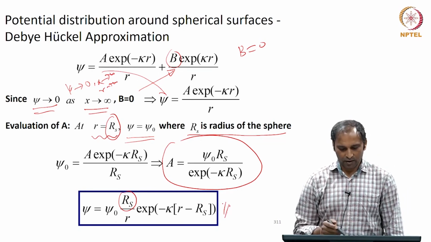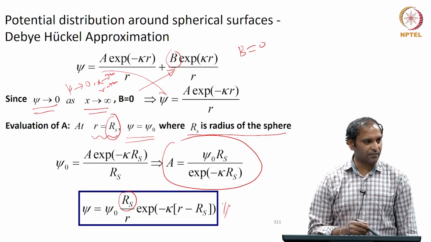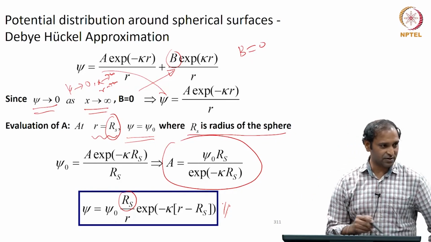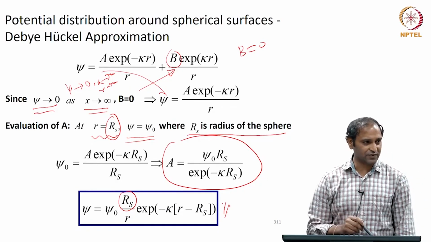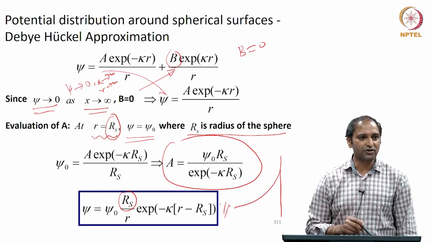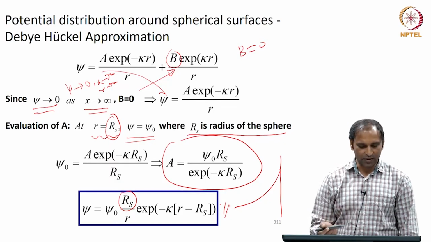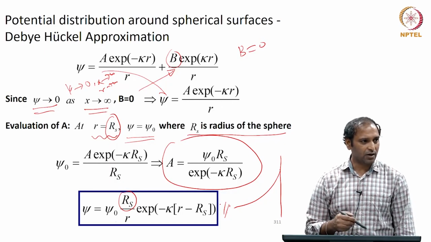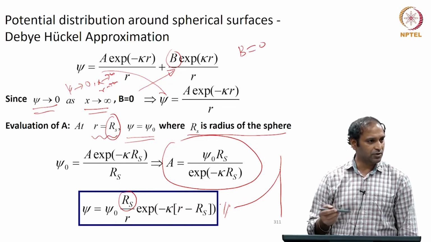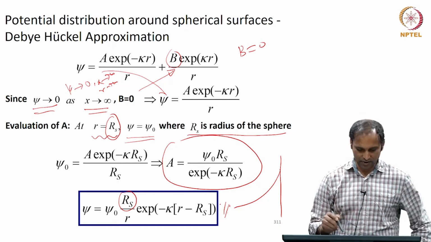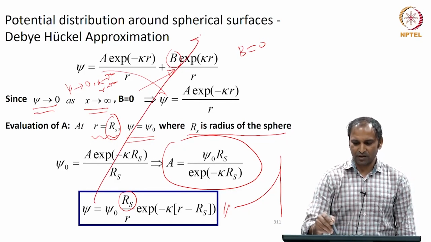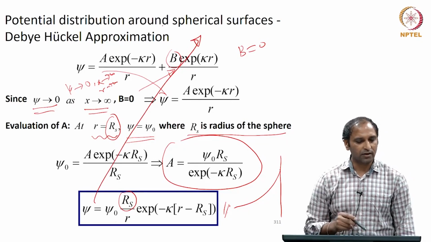So, similar to the case of flat surfaces, the potential in the case of spherical surfaces also falls exponentially with distance. That is all this captures. The functional form, whether it is a planar surface or a spherical surface, is very much similar. That is also because we have considered a linearized version of the model. This is the expression that tells you something about the potential distribution around a spherical surface.